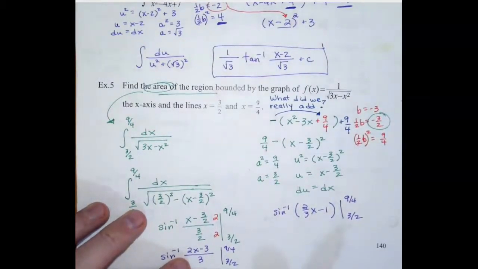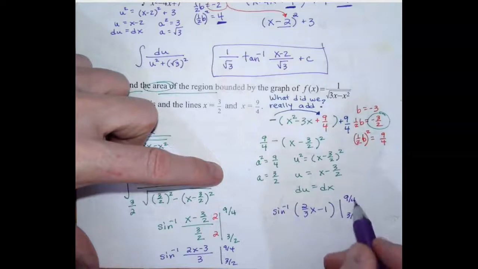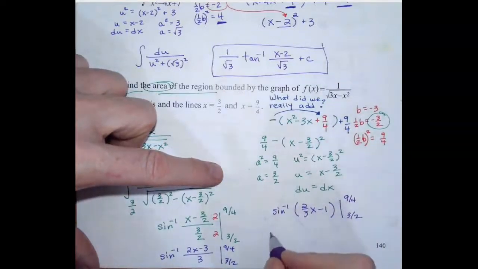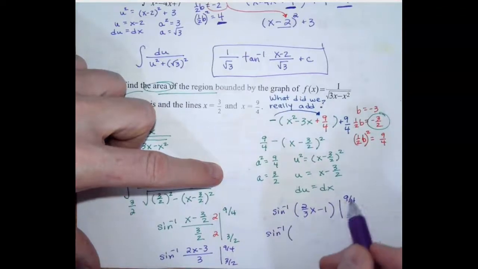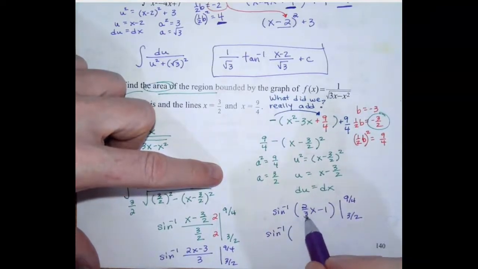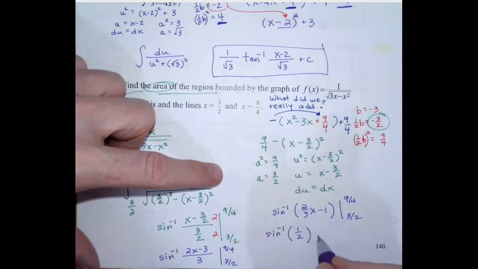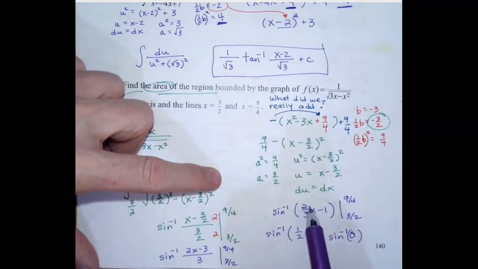Okay, so now if we plug these values in, we're going to have the inverse sine. If we plug 9/4 in there, we get 9 over 3 is 3, and then the 2 and the 4 reduce to 2, so we get 3/2 minus 1, so that's going to be 1/2. And then when we plug in 3/2, that's just 0. Because 3/2 times 2/3 is 1, 1 minus 1 is 0.